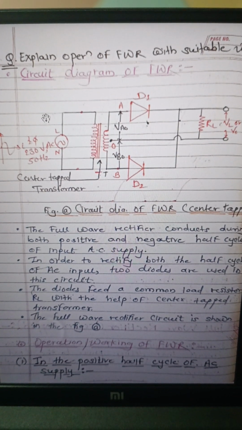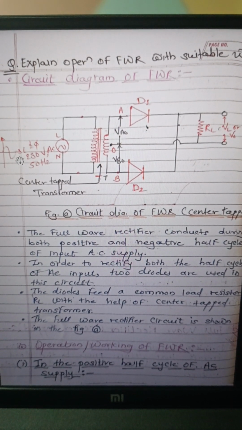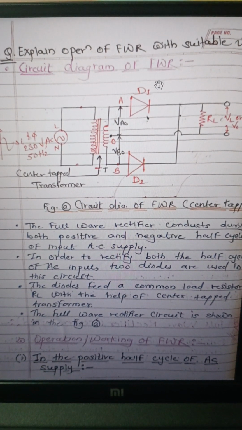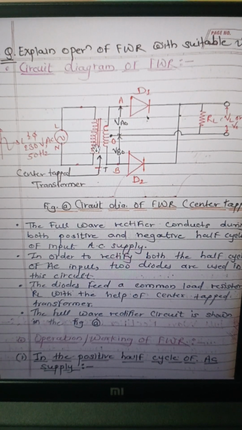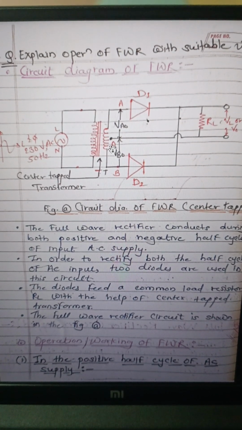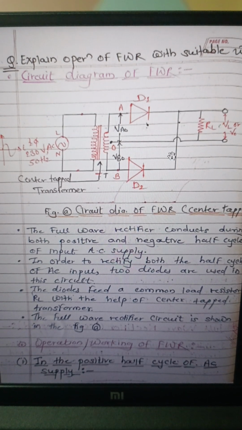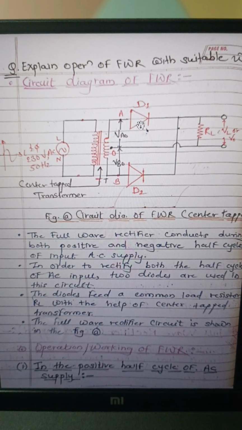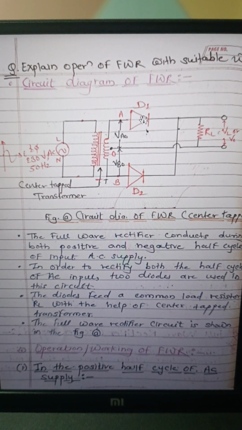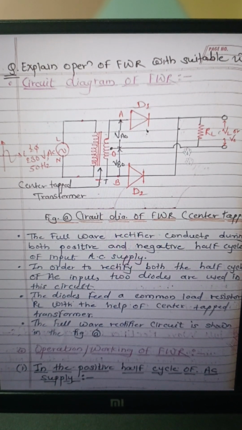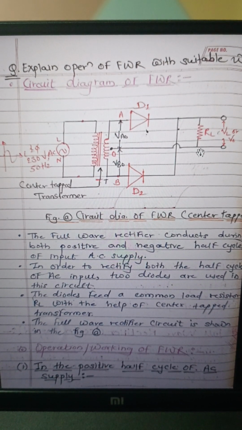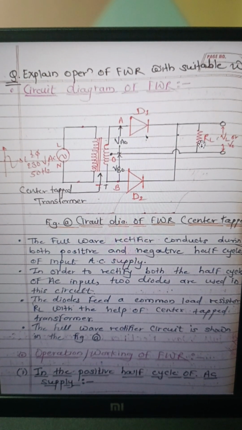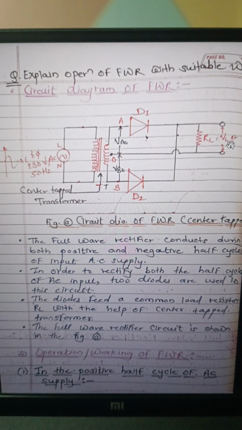Okay, so again same input, that is single phase 230 volt 50 hertz AC input voltage. Then center tap transformer, which is a step down transformer. Center tap, that is point O, is the center tapping given here. Then in the half wave, as we saw, there is only one diode, but in the full wave there are two diodes, that is D1 and D2, and at the output side load resistance RL is connected. So across the load resistance RL, we will get the output voltage V0.